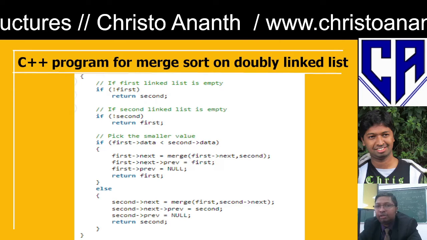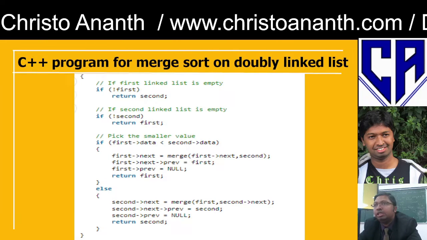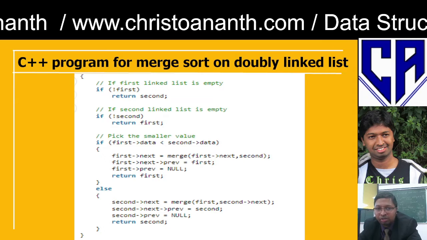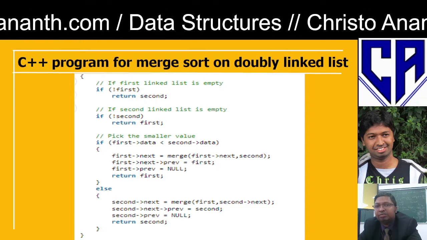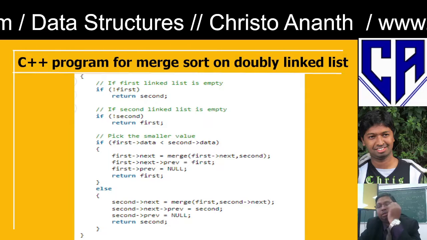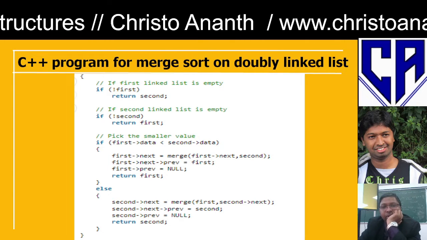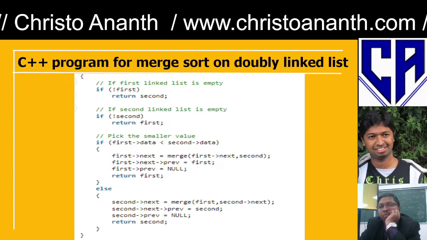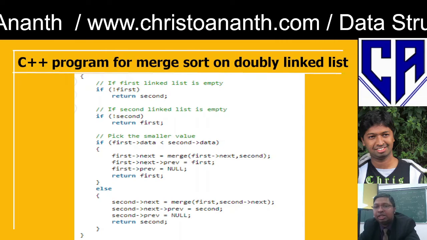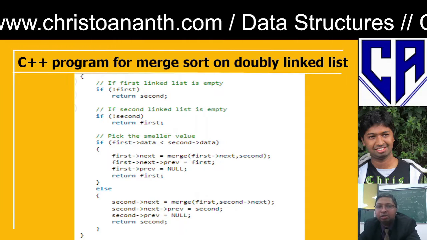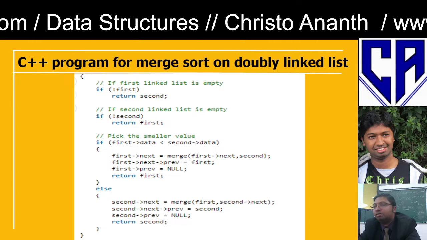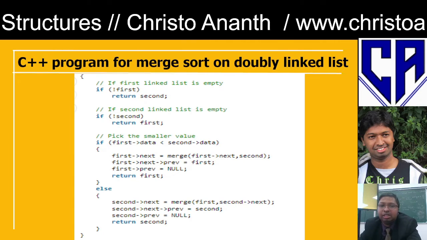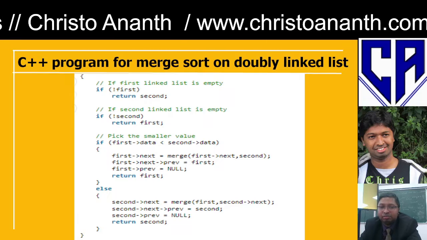Then if the first linked list is actually empty, you return second. If the second linked list is empty, for example, if not of second, then you return first. Okay, and you pick the smaller value. If first data is less than second data, then you go with first next equal to merge of first next and second, and first next previous is equal to first. Then you assign the first previous equal to null and return first.